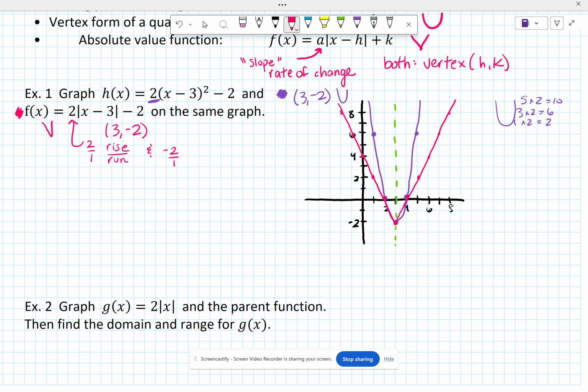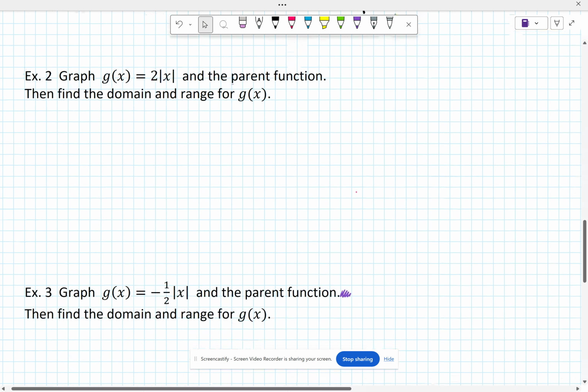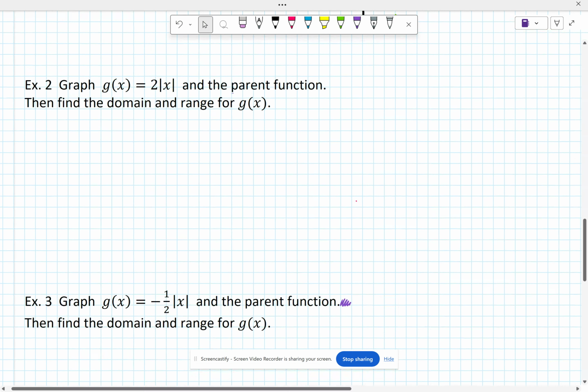Great. So example 2 asks me to graph 2 times the absolute value of x and the parent function on the same graph. So again, I'm going to use 2 different colors. Let's do this parent function. And then it says find the domain and range for g of x.